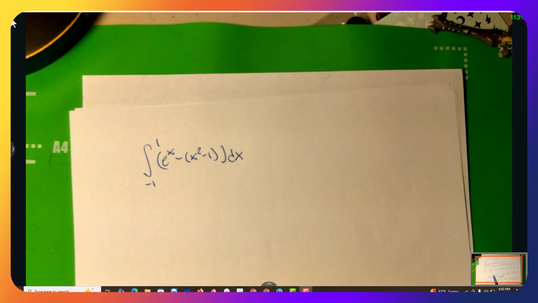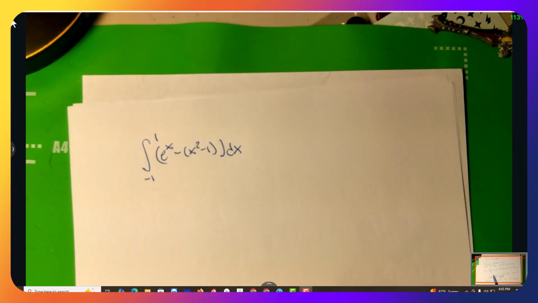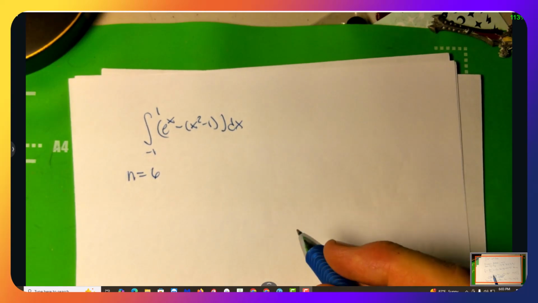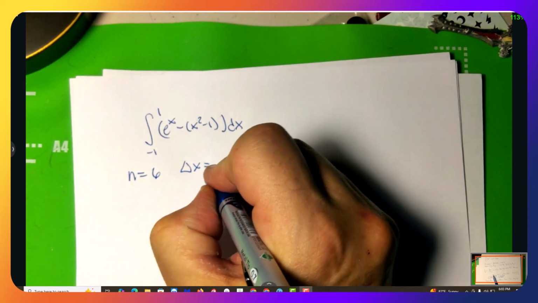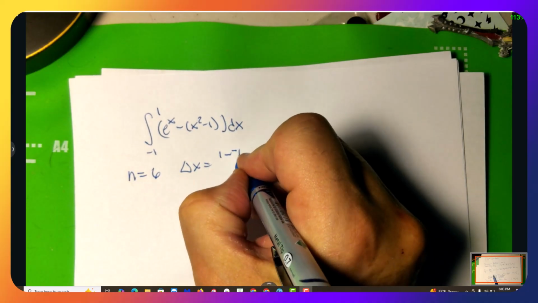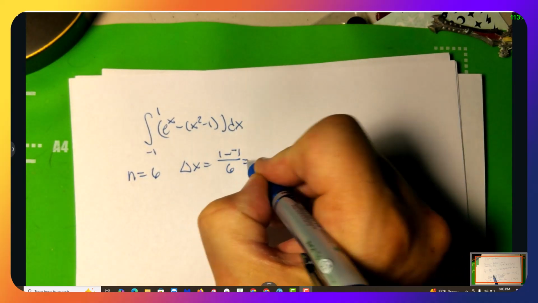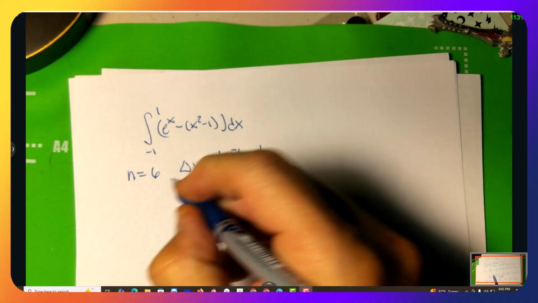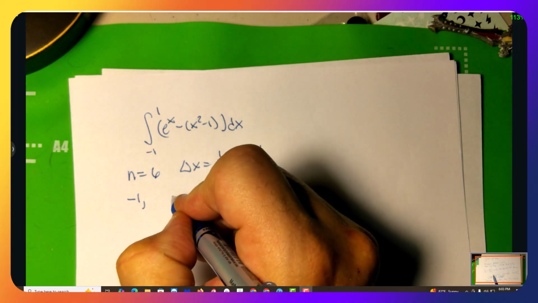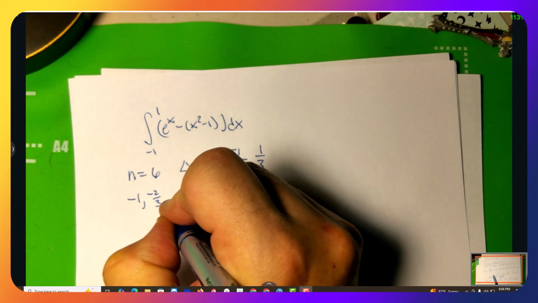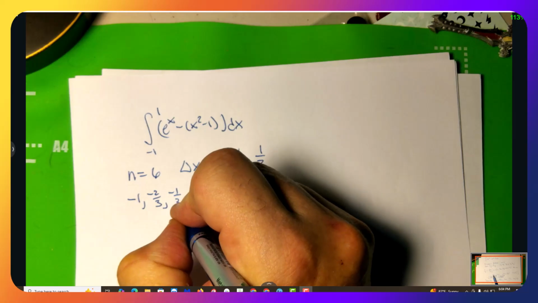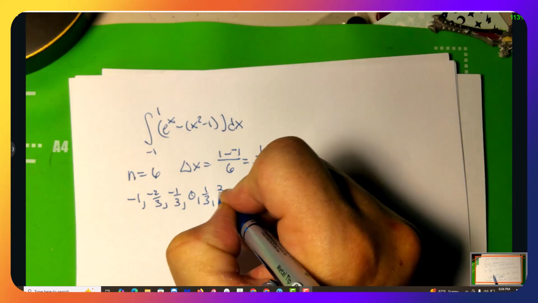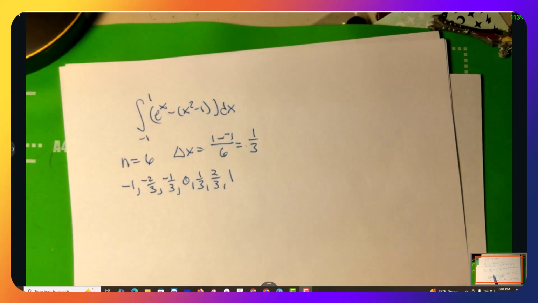But now what I want to do is revisit this, and we're going to use Simpson's method with 6 non-overlapping equal width subintervals. So the width of each subinterval will be the right endpoint minus the left endpoint over the number of equal width non-overlapping subintervals. 2 over 6 is 1/3. So we're going to start at negative 1. We add a third to that. That's negative 2/3. We add a third to that. Negative a third. We add a third to that. 0. Add a third to that. Add a third to that. And these are our sample points.